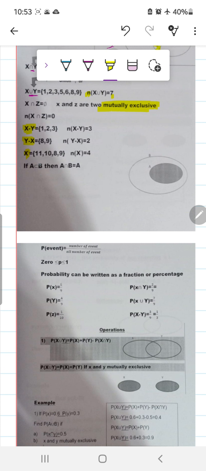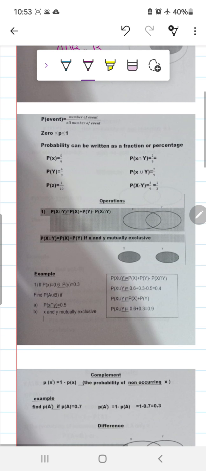Here if we have A subset of B, it means A is smaller than B, a subset of B. So the intersection between A and B equals A. And if we want to get the union, A union B equals what? Equals B.